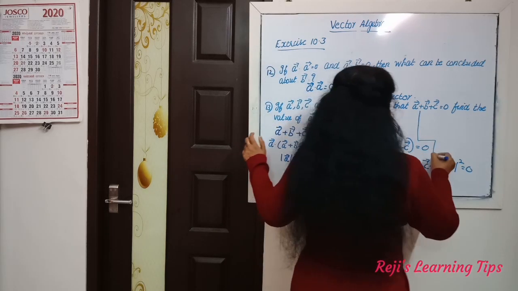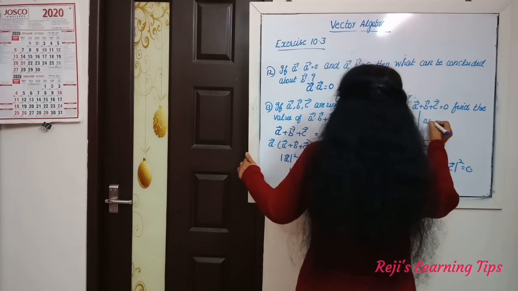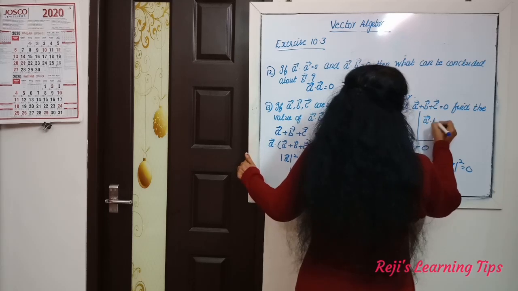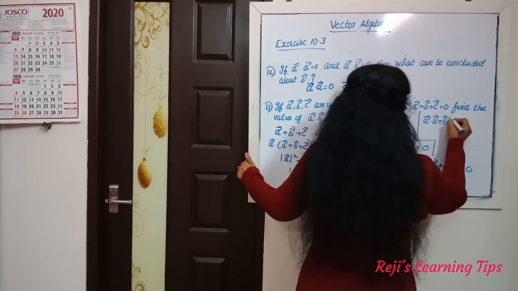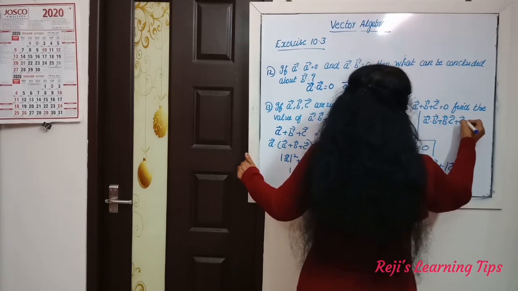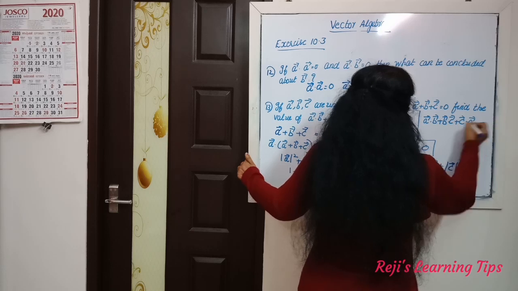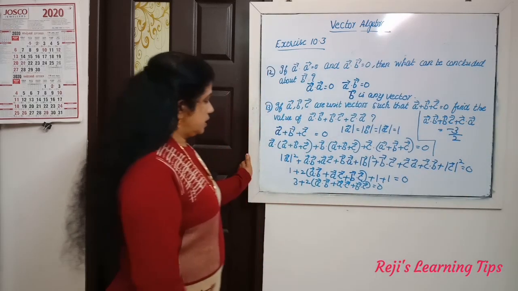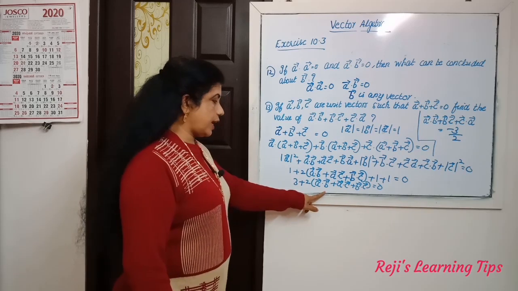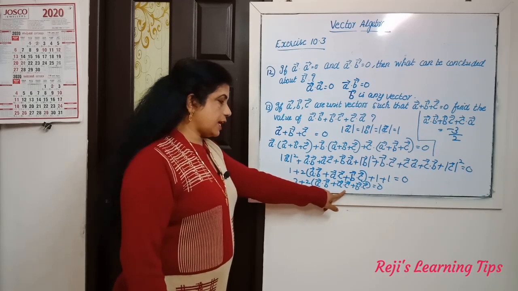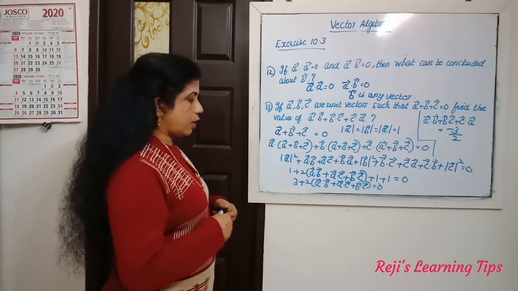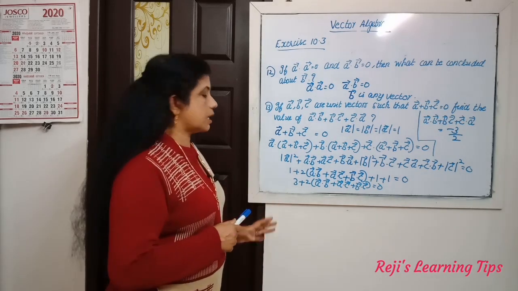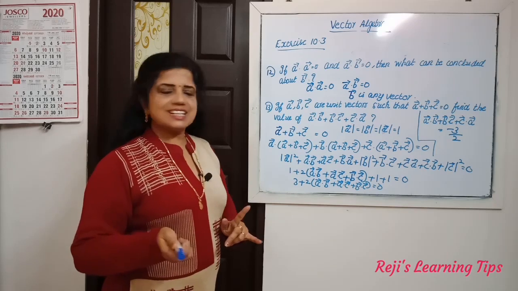Therefore a dot b plus b dot c plus c dot a is equal to minus 3 by 2. Since 3 plus 2 times a dot b plus a dot c plus b dot c is equal to 0, then a dot b plus a dot c plus b dot c is equal to minus 3 by 2. Understood?